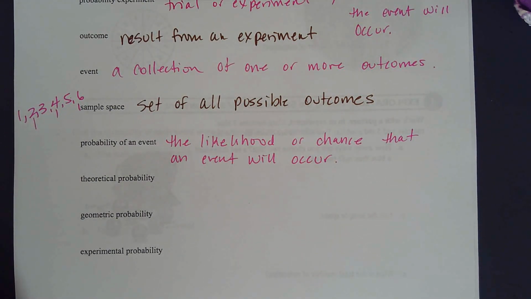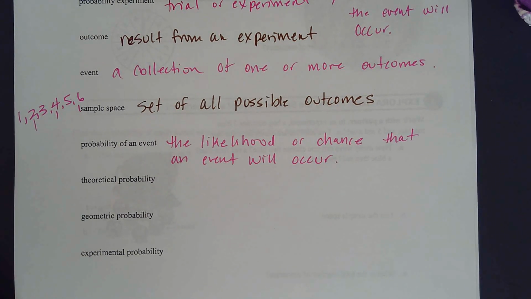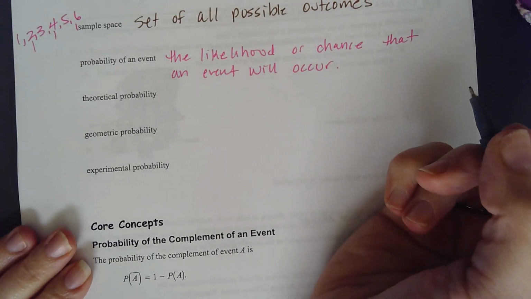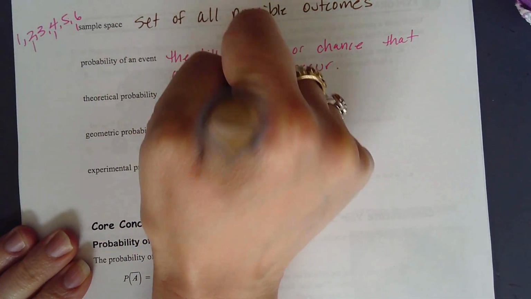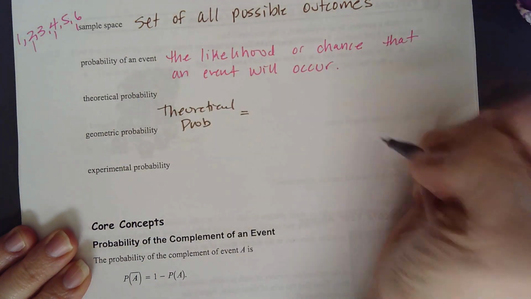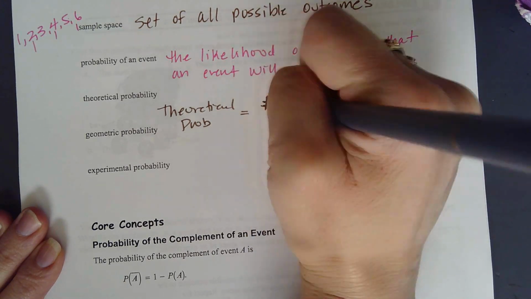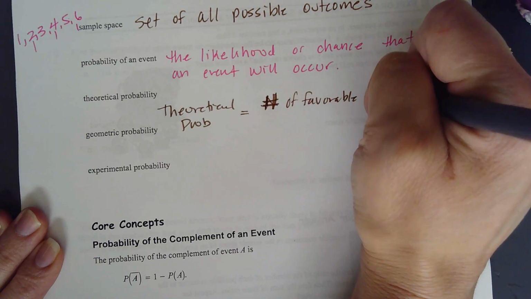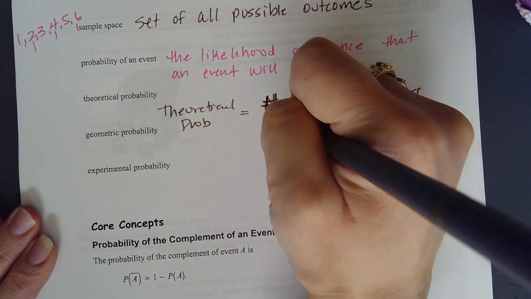All right, so theoretical probability. Basically what we mean is that all outcomes are equally likely to occur. There's a formula for theoretical probability, so let's do this formula actually. It's the number of favorable outcomes over the total number of outcomes.